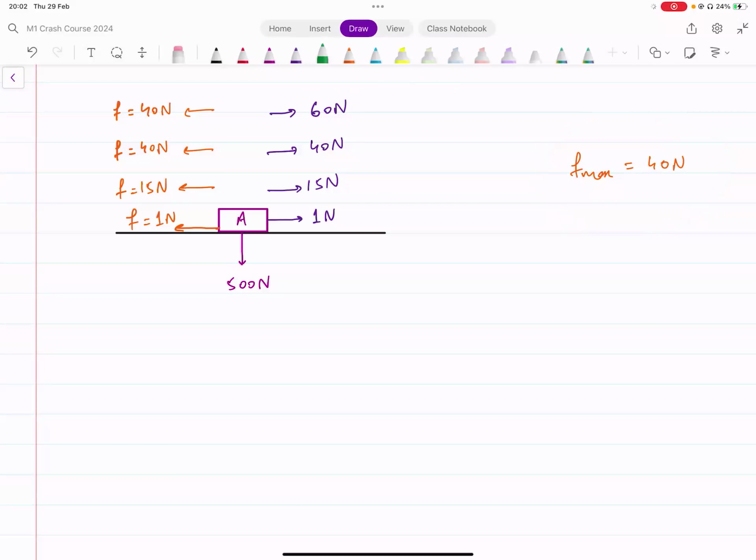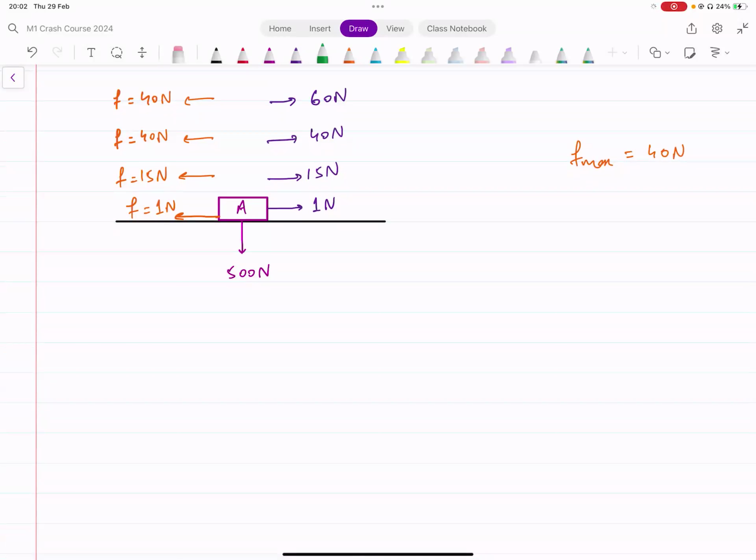So what we understand from this discussion is that there is going to be some maximum value of friction beyond which the object is going to start moving. If you were to apply a force beyond that threshold, then the object is going to start moving because friction would no longer be able to counter that force that you're applying. Okay. Now, the next question is, we have a maximum value of friction, but how do we get to that maximum value? Where do we get that maximum value from?